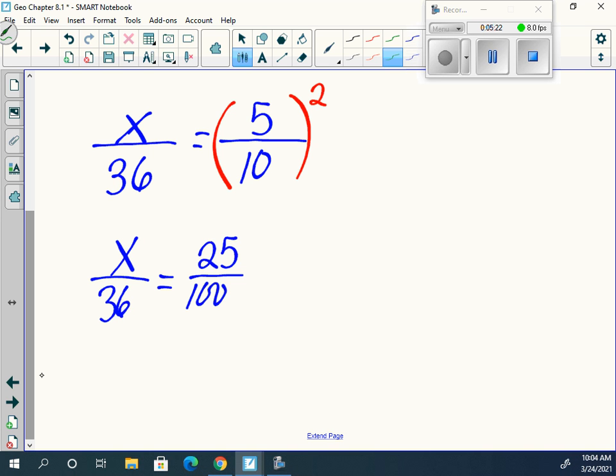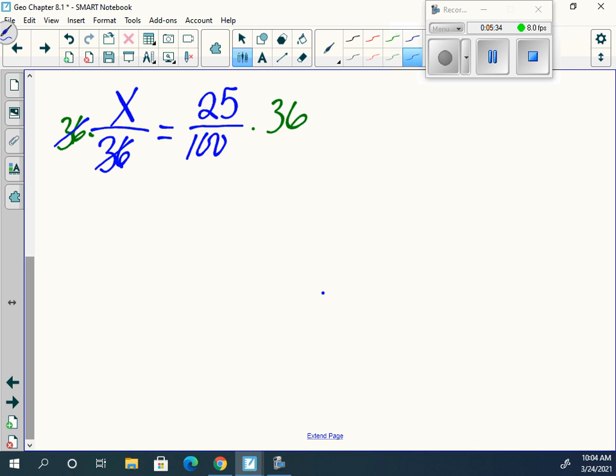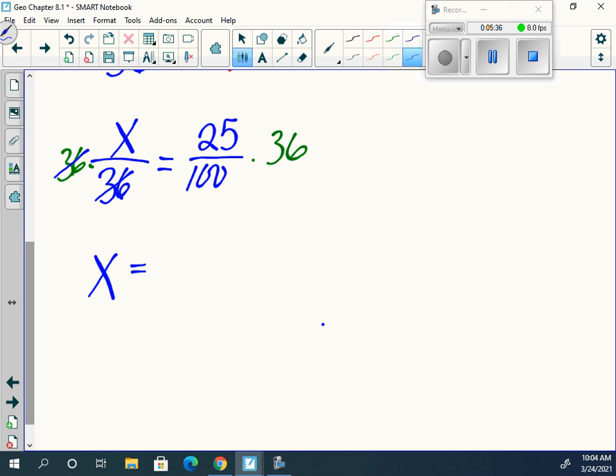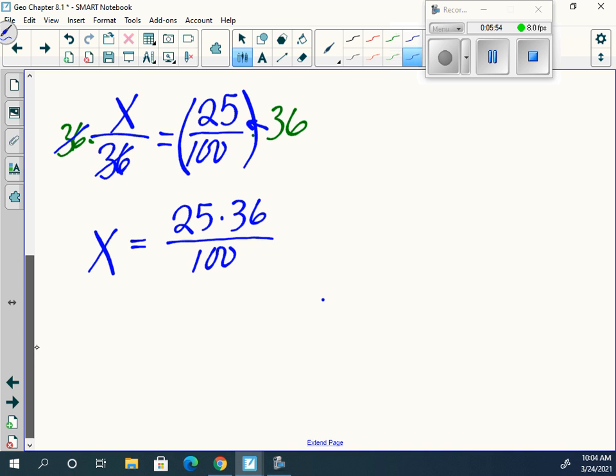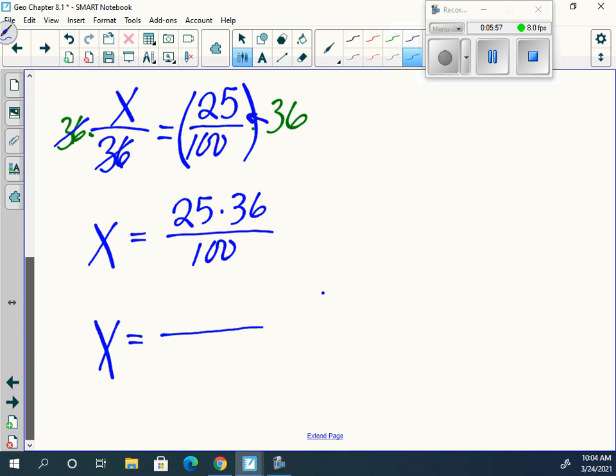We need to multiply both sides by 36. As we multiply both sides by 36, these will simplify to 1, leaving us with x is equal to, now we could plug this into the calculator as 25 over 100 times 36, but if we do this by hand, we always multiply with the numerator. So it'd be 25 times 36 divided by 100. 25 times 36 is what we would do first.